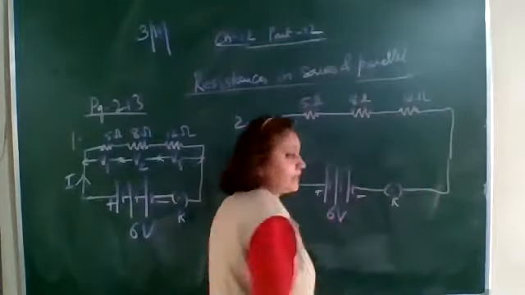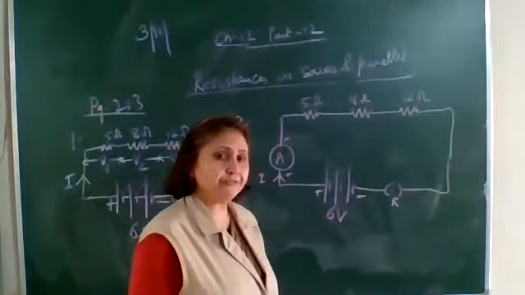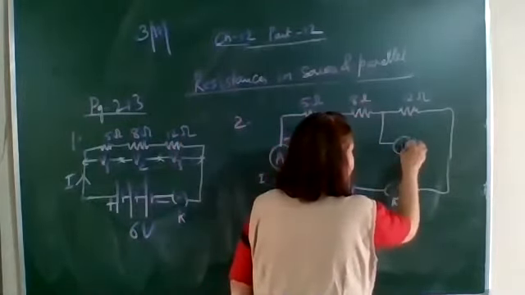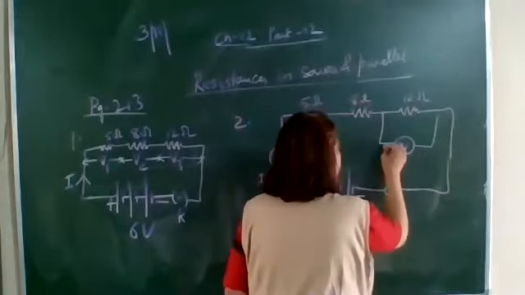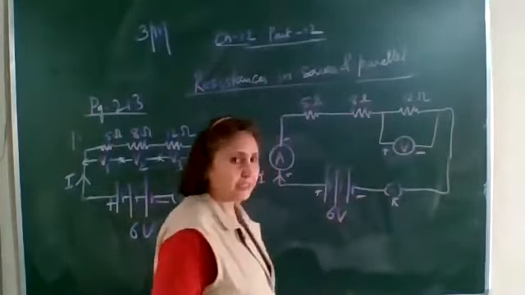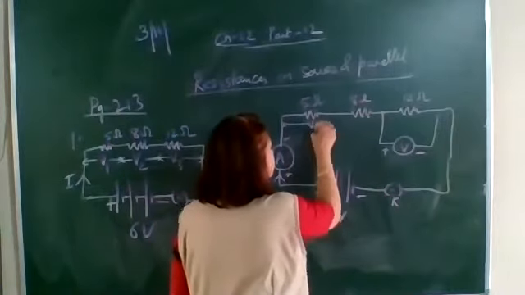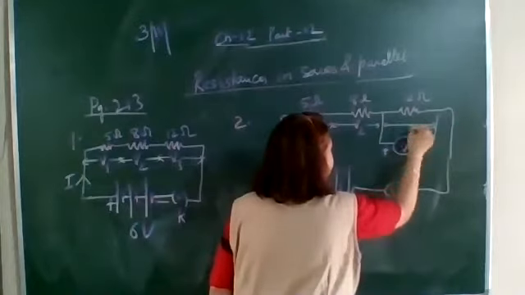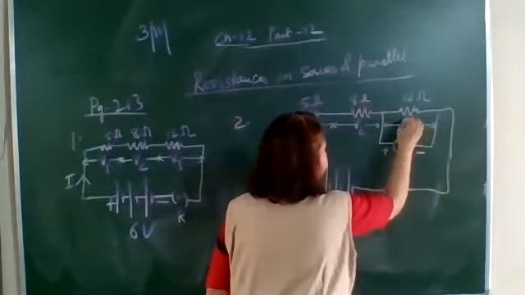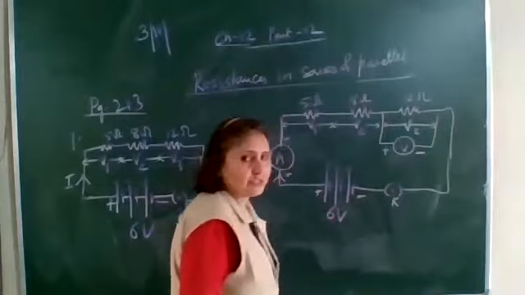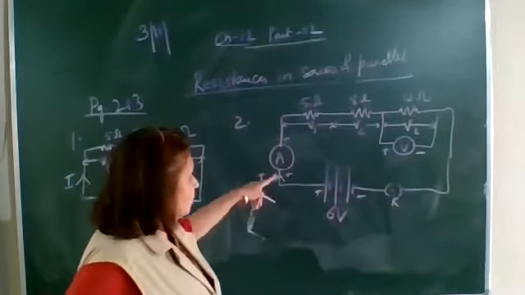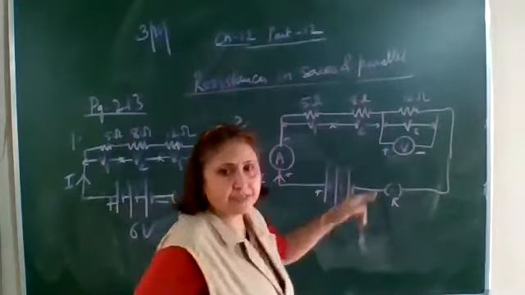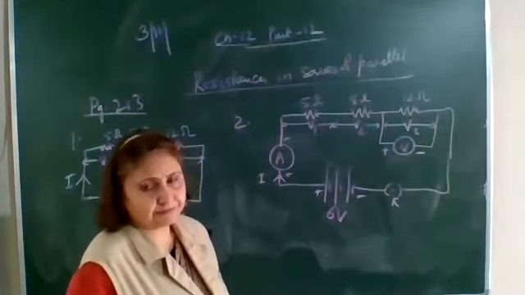Also you have to connect a voltmeter which will measure the potential difference across the 12 ohm, that is, parallel to the 12 ohm. You have to connect one voltmeter. This will be the positive, this will be the negative. Across the 5 ohm, the potential difference is V1 volt, across the 8 ohm, V2. And this voltmeter is going to measure V3 volts. Now find the ammeter reading, that is I, and the voltmeter reading, that is V3.